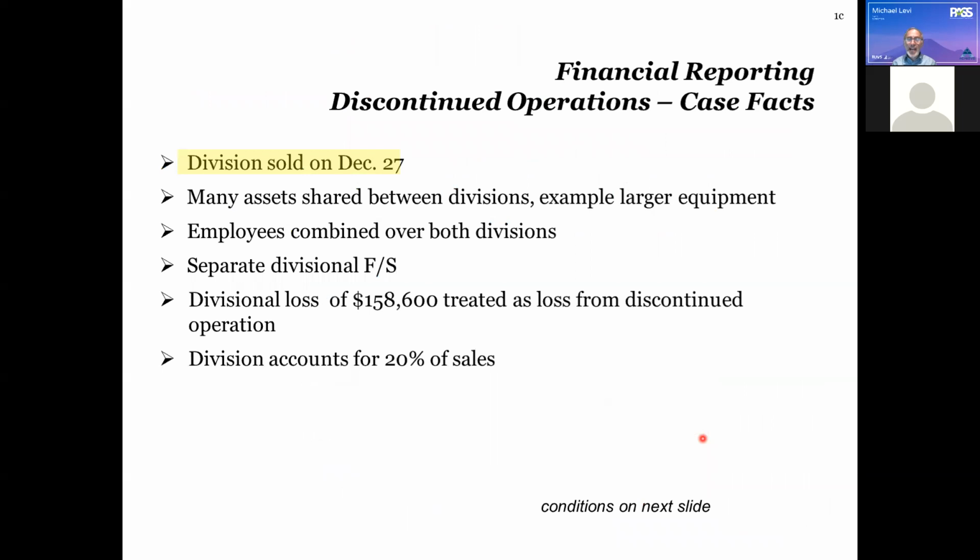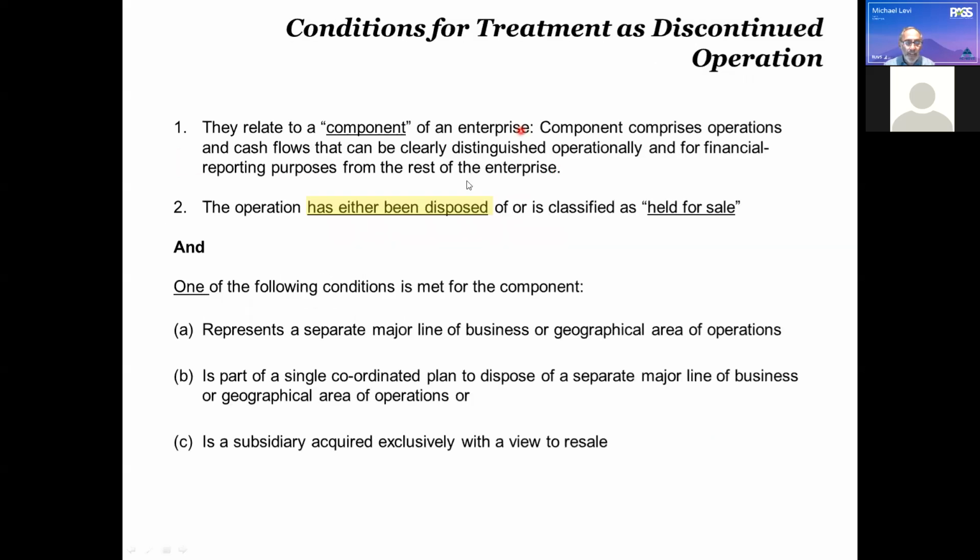What I want to show you now, and maybe with your help, I hope, is how to tie the case facts we just picked up into the technical. So let's do this together. The fact that the division was sold on December 27th, we know already that that's important because before we can treat something as discontinued, either it was sold before year end or we're able to reclassify it as held for sale. We know that given that December 27th is prior to year end, we don't have to worry about held for sale. We've met condition 2.